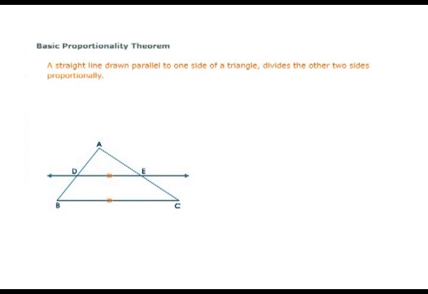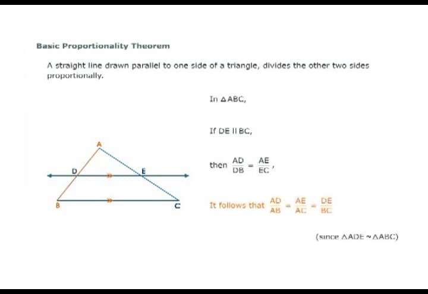The basic proportionality theorem. A straight line drawn parallel to one side of a triangle divides the other two sides proportionately. In triangle ABC, if DE is parallel to BC, then AD over BD is equal to AE over EC. It follows that AD over AB is equal to AE over AC, and it's equal to DE over BC, since triangle ADE is similar to triangle ABC.